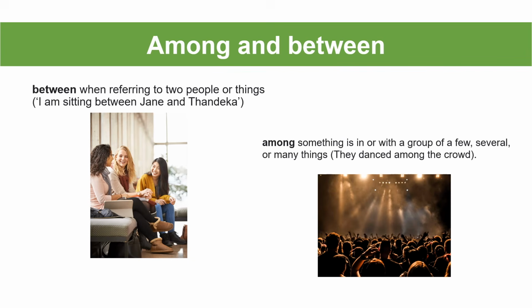All right, let's look at among and between. Now, the most common use for among is when something is in or with a group of a few, several, or many things. The most common use for between is when it is in the middle of two things. So imagine it like this. Among can be in a class of people. There was a whisper among the classmates, right? So not particularly two groups of people or two things, but it could be many of them. It could be a few of them.